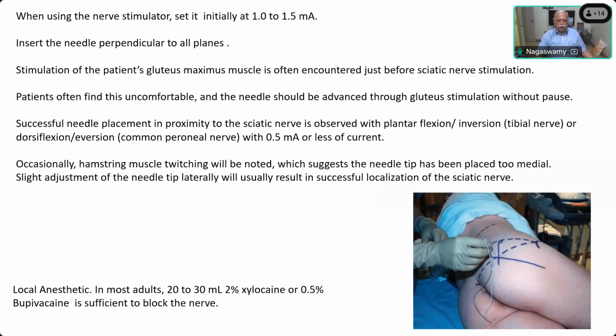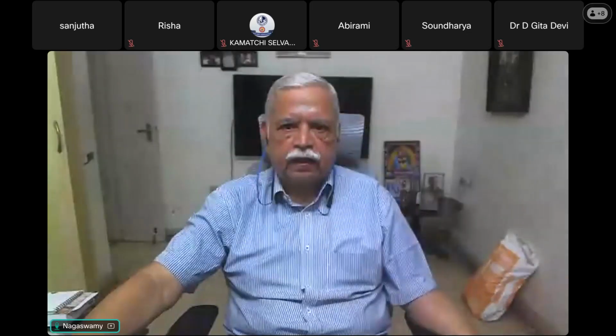And for the local anesthetic, in most adults, you use about 20 to 30 ml of 2% xylocaine or 0.5% bupivacaine. You have to use the maximum concentration because it's a very thick nerve. The thickest nerve in the body, as big as your thumb, so it has both motor and sensory components. So smaller concentrations may not be able to completely block the entire nerve, so you have to use a higher concentration. So these are the points that we have to remember with regard to sciatic nerve block.